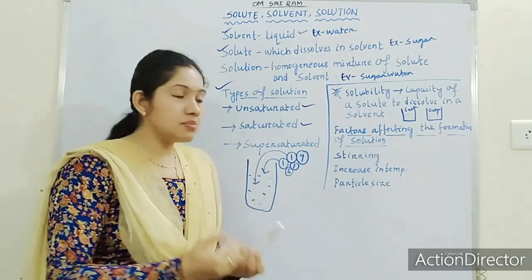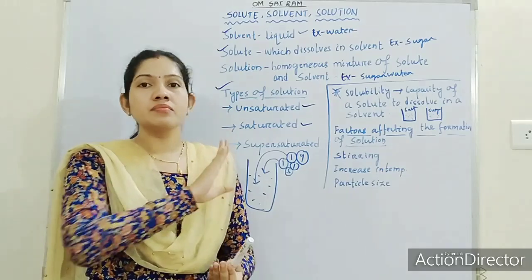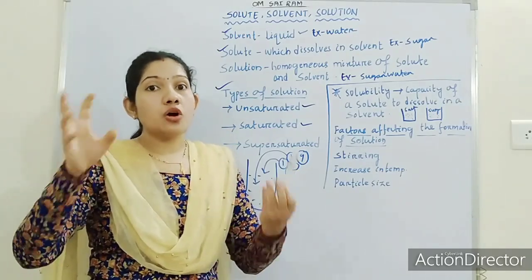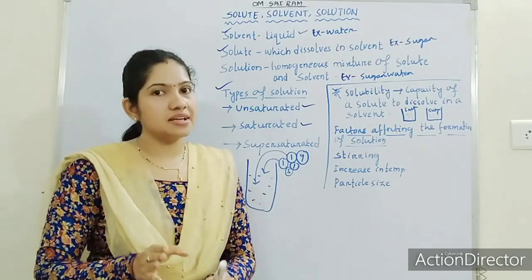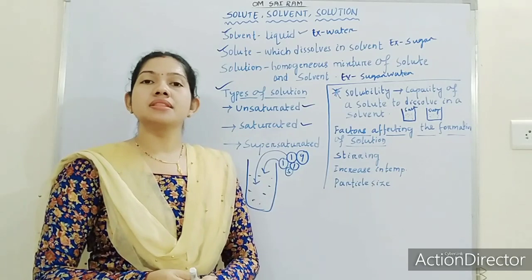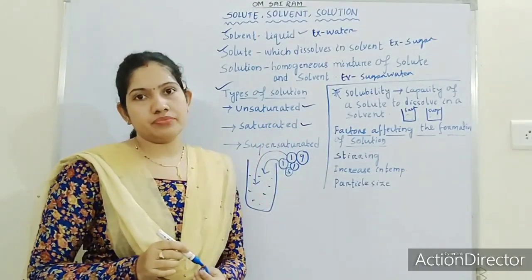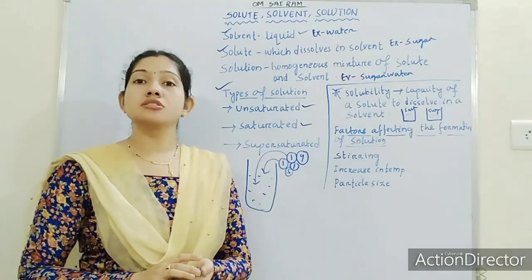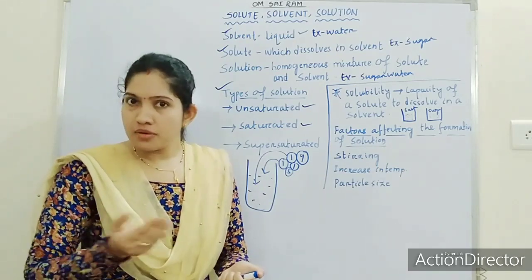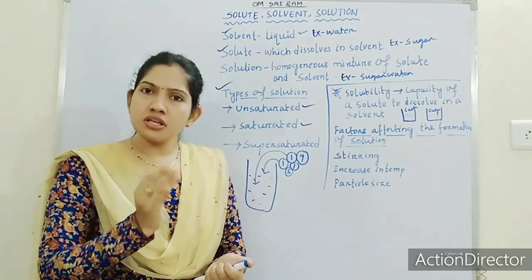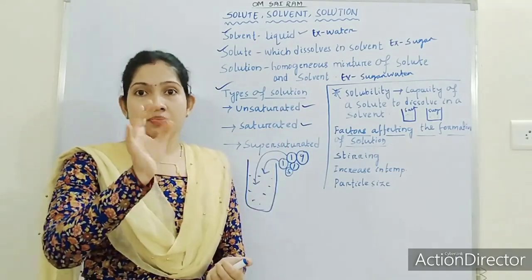A stage will come again. If we add more solute to it, the water will not dissolve that sugar again. Means at that time that solution is known as a saturated solution. Means a saturated solution is a kind of solution which does not have the capacity to take more solute at a fixed temperature.